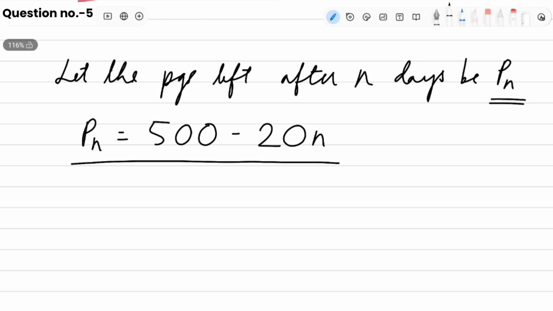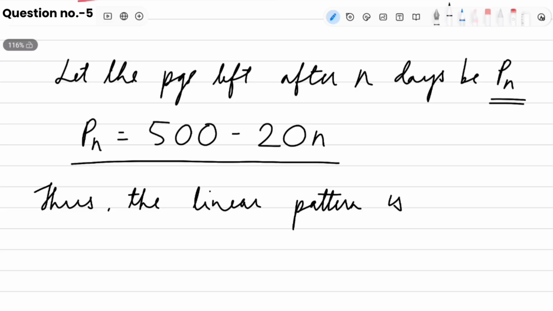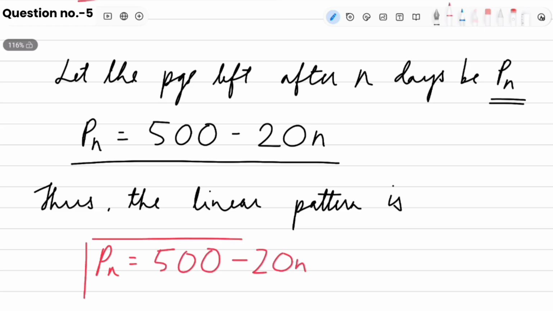And we can write, thus the linear pattern is pn is equal to 500 minus 20n. Okay, this is going to be your linear pattern.